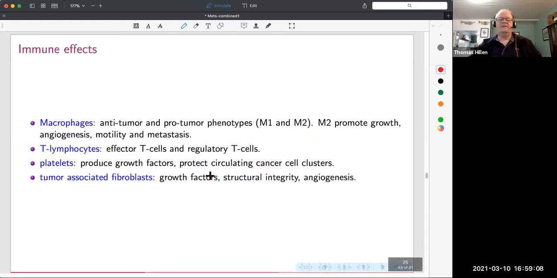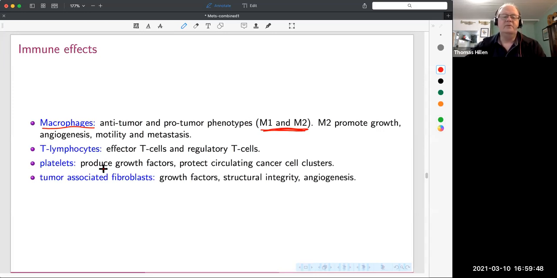Okay, how does this effect work? Let's look a little bit at it in detail. I talked about macrophages earlier just a bit. They can have phenotypes M1, M2, and also everything in between, so this is a continuum of phenotypes. M2 promote tumor growth, angiogenesis, motility, and metastasis, whereas M1 fight the cancer. T lymphocytes include effector T cells, which kill the cancer, and regulatory T cells, which stop the effector T cells, so indirectly working for the cancer.